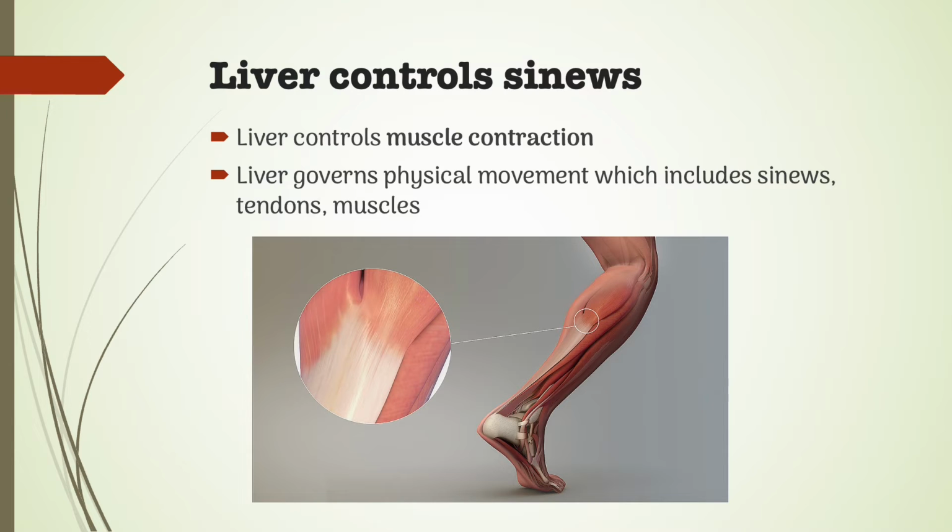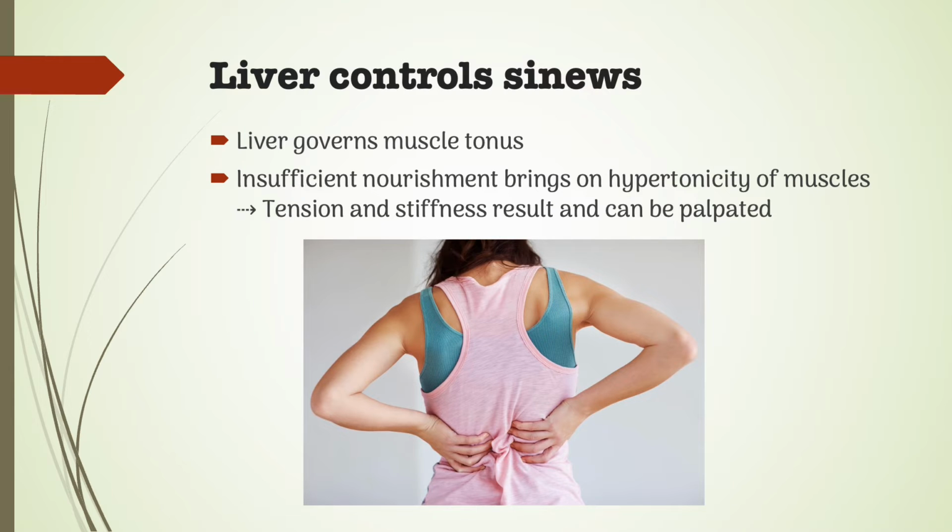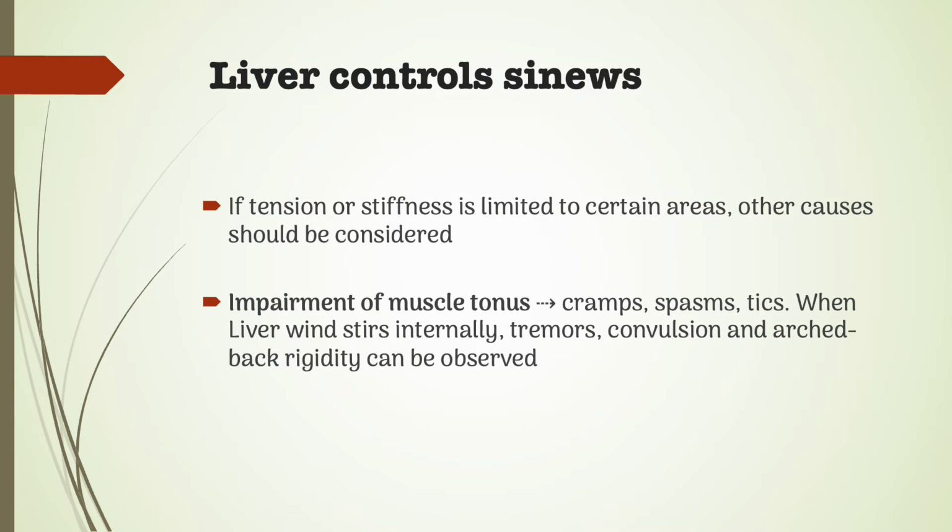The liver controls muscle contraction. The liver governs physical movement, which includes the sinews, tendons, and muscles. The liver governs muscle tonus. Insufficient nourishment brings on hypertonicity of muscles, leading to tension and stiffness, and can be palpated. If tension or stiffness is limited to certain areas, other causes should be considered. Impairment of muscle tonus leads to cramps, spasms, and tics. When liver wind stirs internally, tremors, convulsions, and arched back rigidity can be observed.